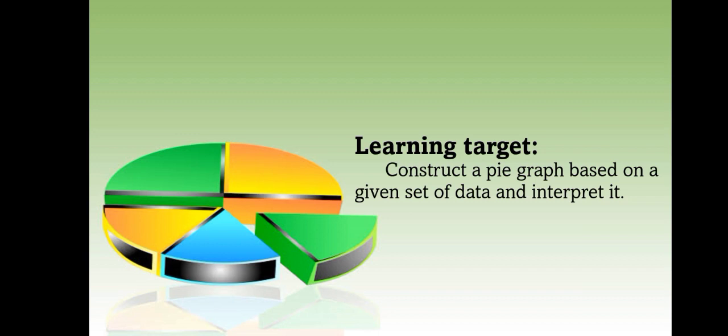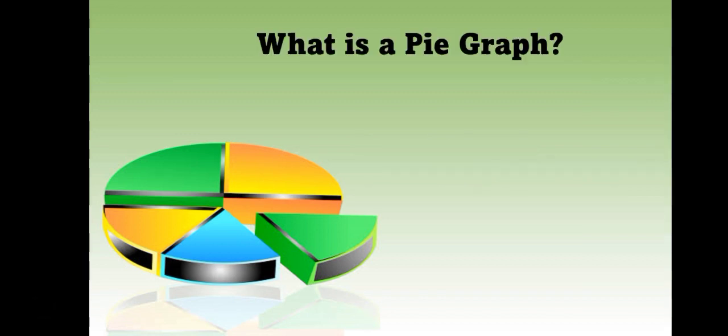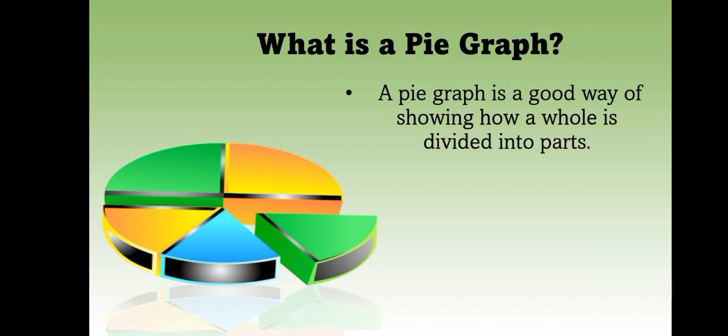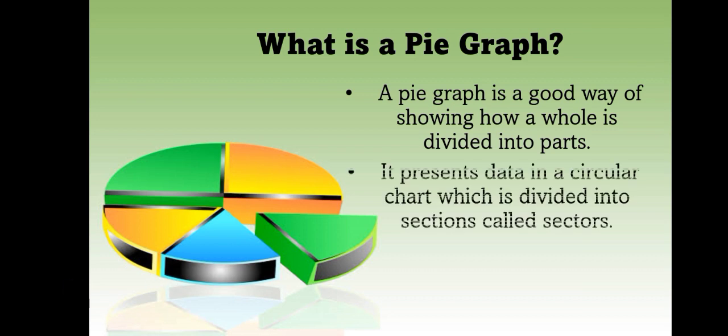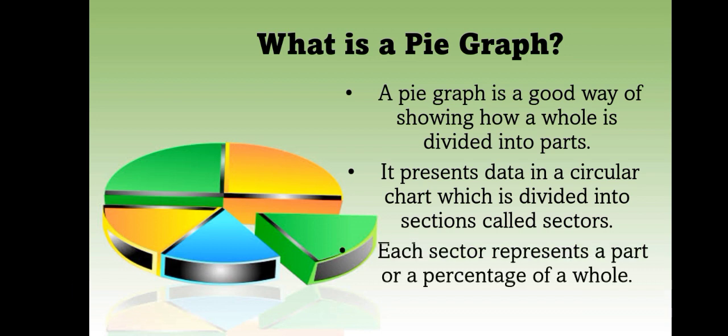A learning target: construct a pie graph based on a given set of data and interpret it. What is a pie graph? A pie graph is a good way of showing how a whole is divided into parts. It presents data in a circular chart which is divided into sections called sectors. Each sector represents a part or a percentage of a whole.